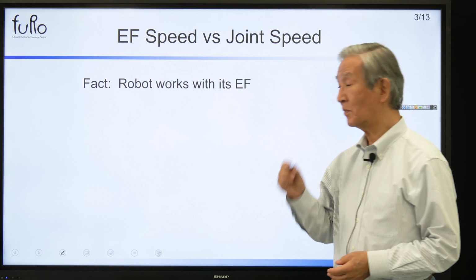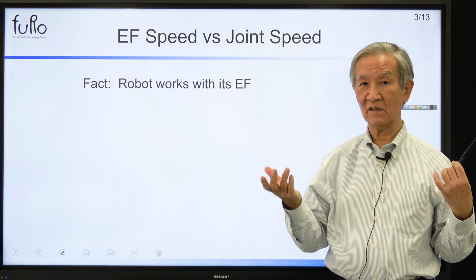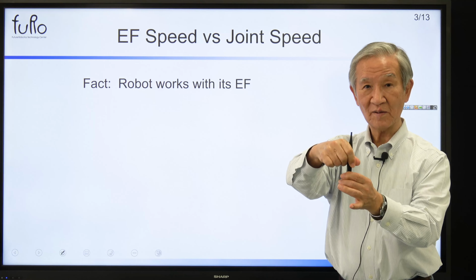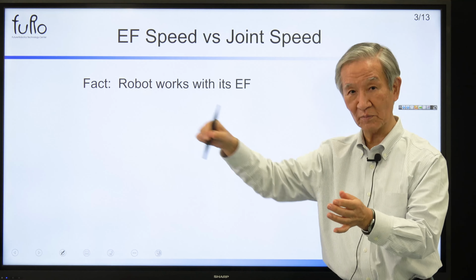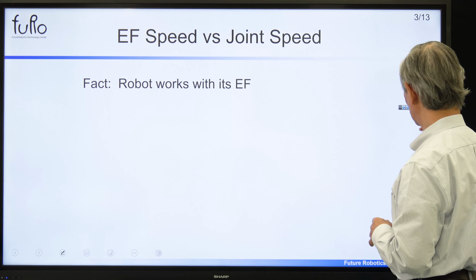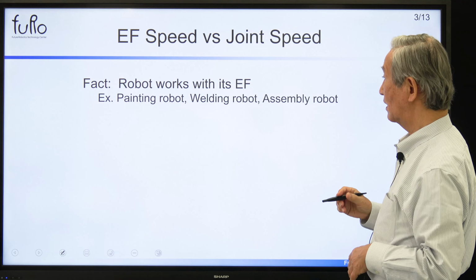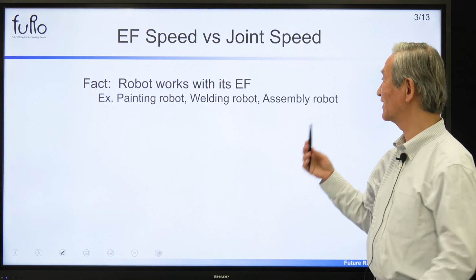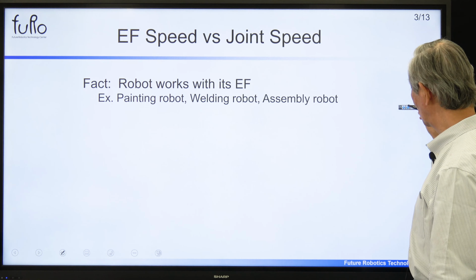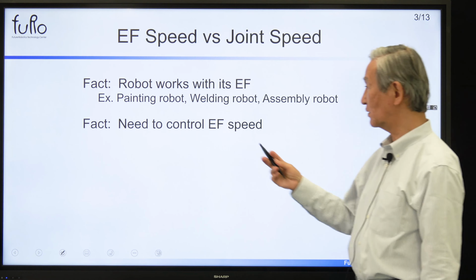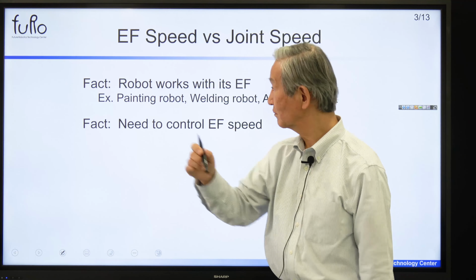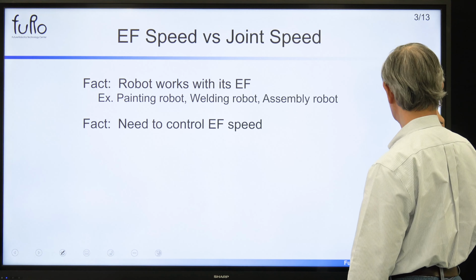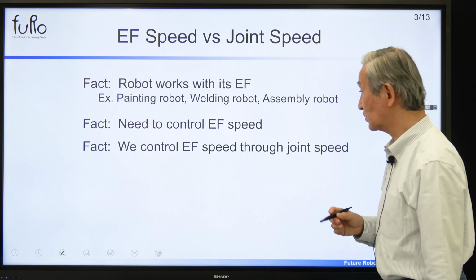As humans, a robot works with its end-effector, right? Grab a tool or a part and bring it or insert it and so forth. Like painting robot, welding robot, and assembly robot. Therefore, we need to control EF speed, end-effector speed. Like painting, you really want to control the speed, right? So for that, we control EF speed.